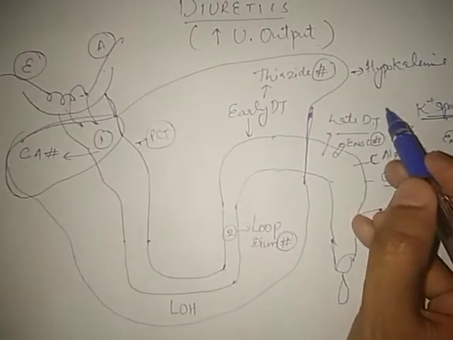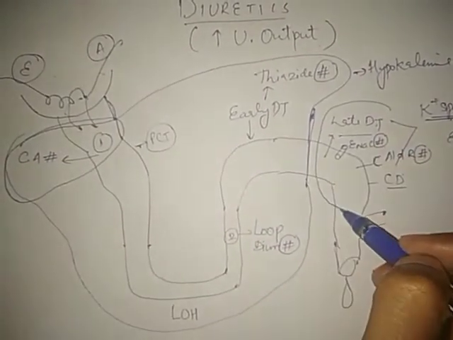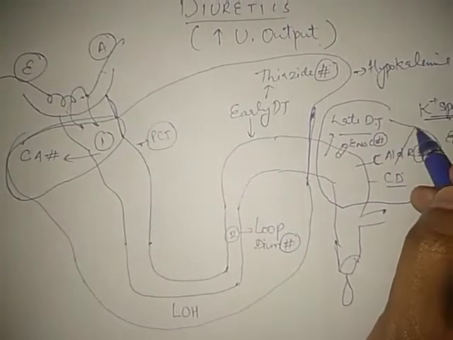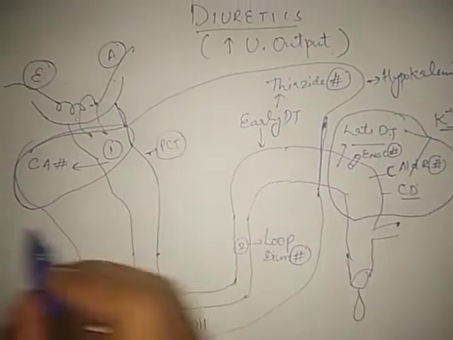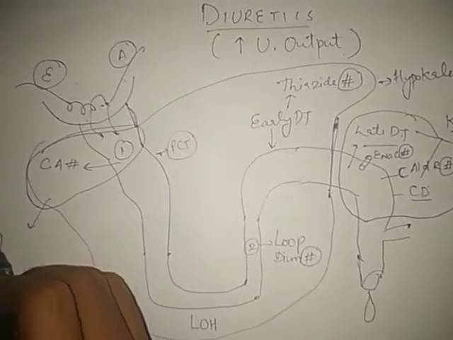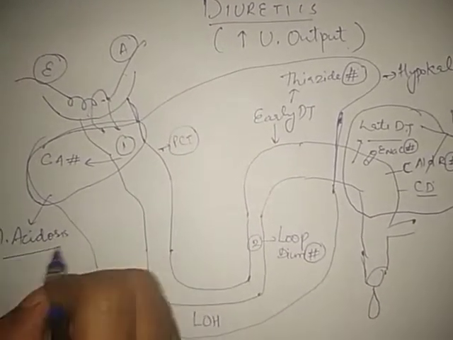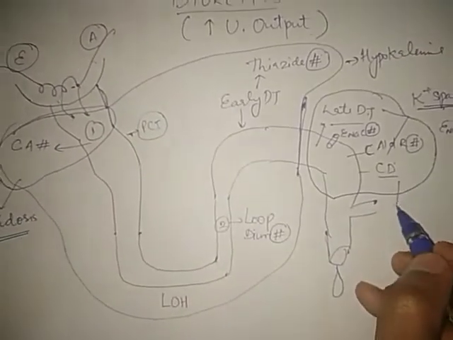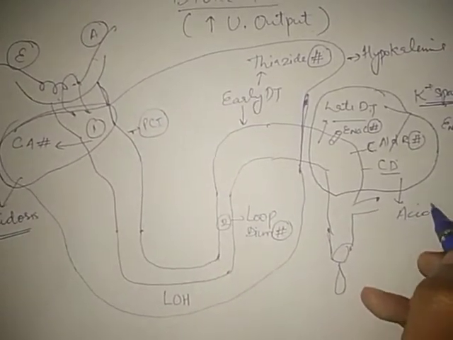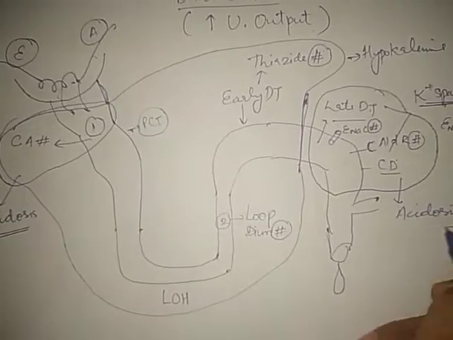Okay, another thing: the drug which is working in the proximal convoluted tubule and the drugs which are working in the late distal tubule and the collecting duct cause metabolic acidosis. It makes the patient acidotic. This is another point you have to remember.